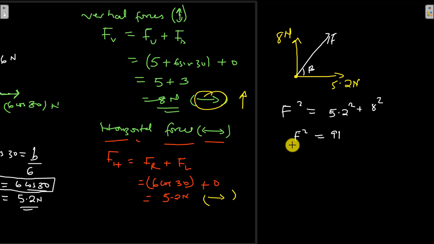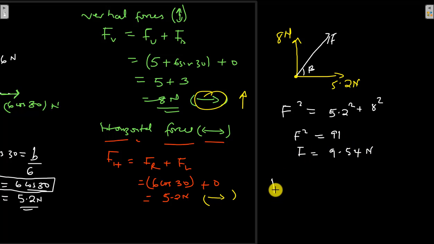So let's get the final answer. F is going to be 9.4 newtons. Okay, that's correct, 2 decimal places as well. No, yes, that's 9.54 newtons to 2 decimal places.